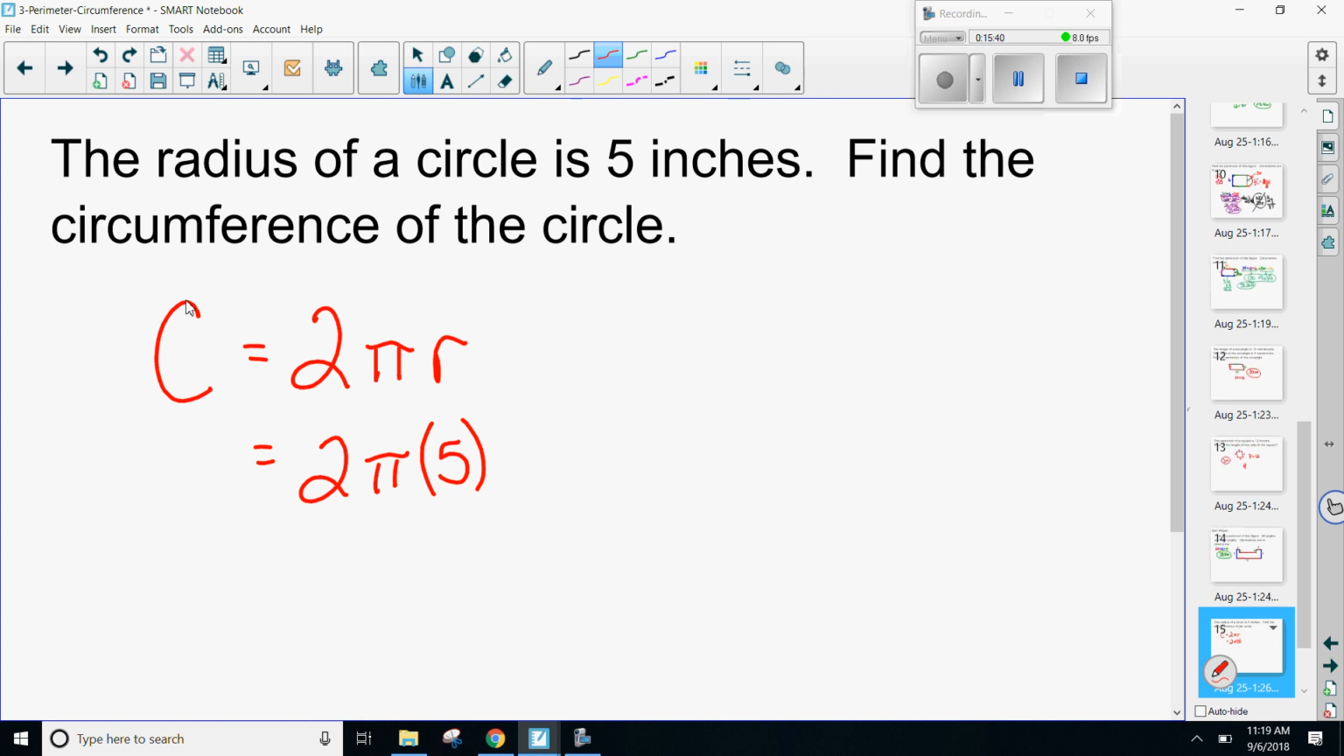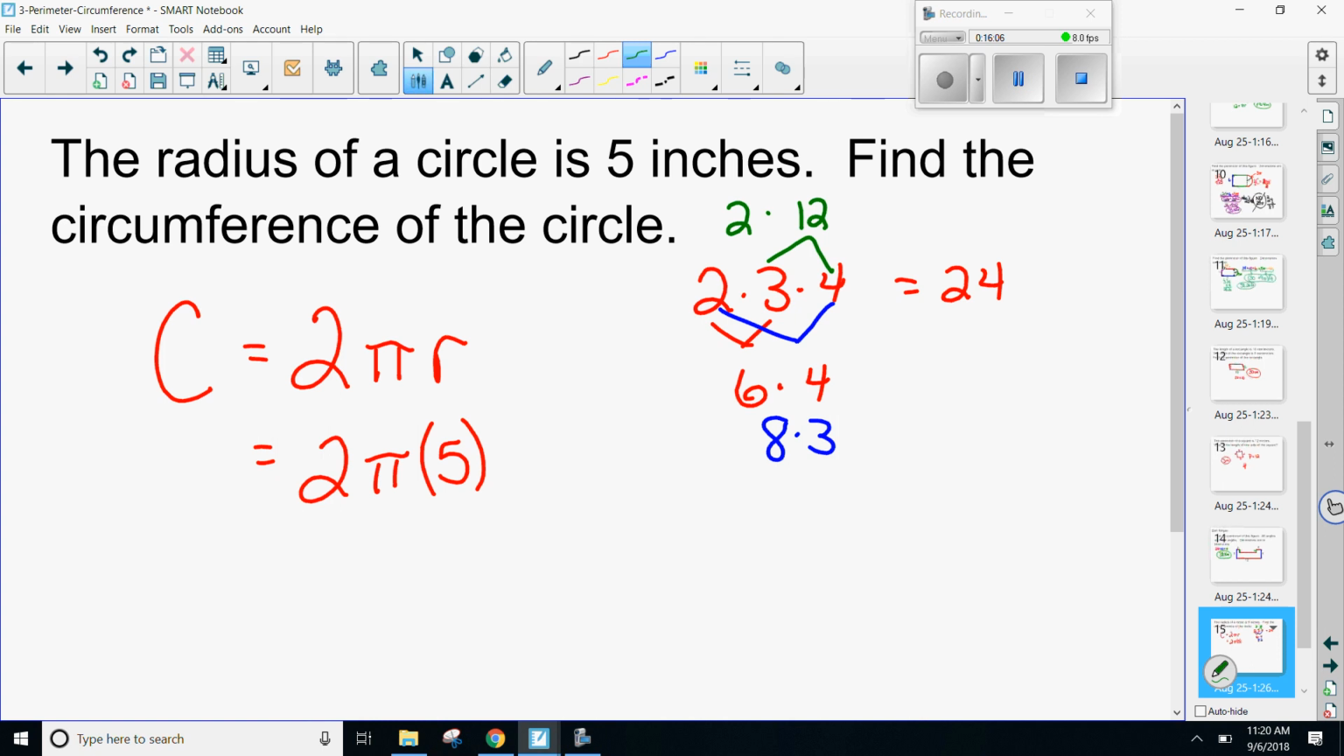Now we have to multiply. So when you multiply, if I take 2 times 3 times 4, what's your answer? 24. That is the same thing as saying it is 6 times 4, correct? Is it the same thing as saying 8 times 3? Yes. Is it the same thing as saying 12 times 2? Yes. The order in which you multiply does not make a difference. That's known as the, what property? Do you know? Do you remember? Commutative property of multiplication. It works for multiplication and addition.